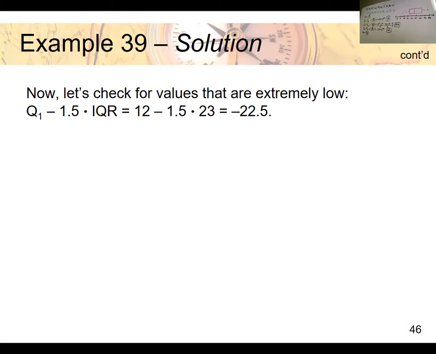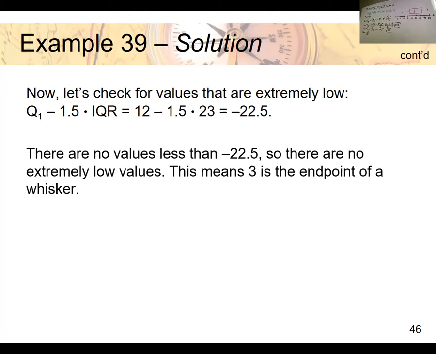So if there is a value that's less than negative 22.5, that means that data value is an outlier. Now, in this case, there aren't any. We don't have any negative values in that data set, so we don't have any extremely low values. So that means that the 3 would be the endpoint of that whisker, meaning that's going to be the minimum value when you do your box plot.